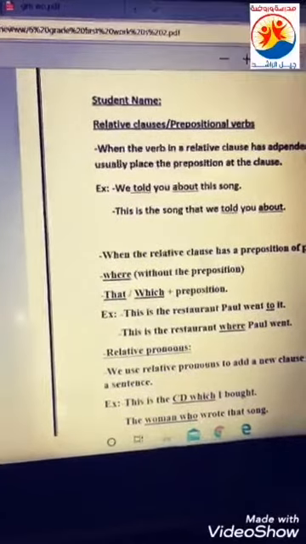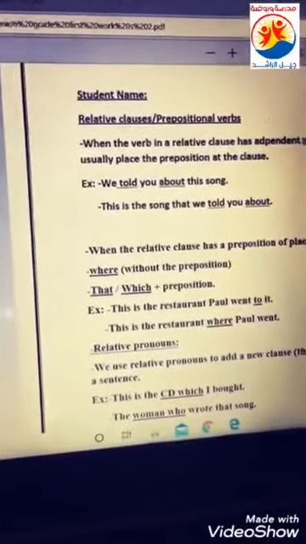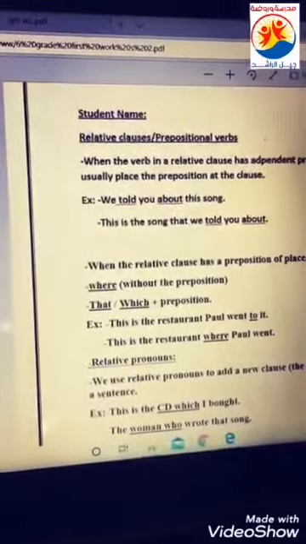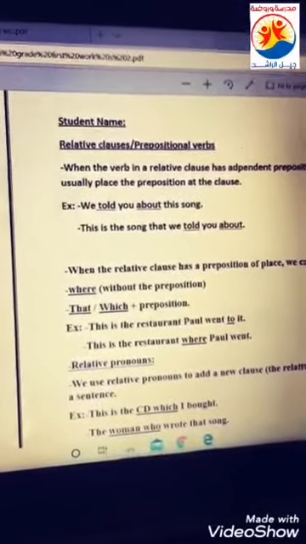Good morning, grade 6. Today I want to make a revision for relative clauses and prepositional verbs.